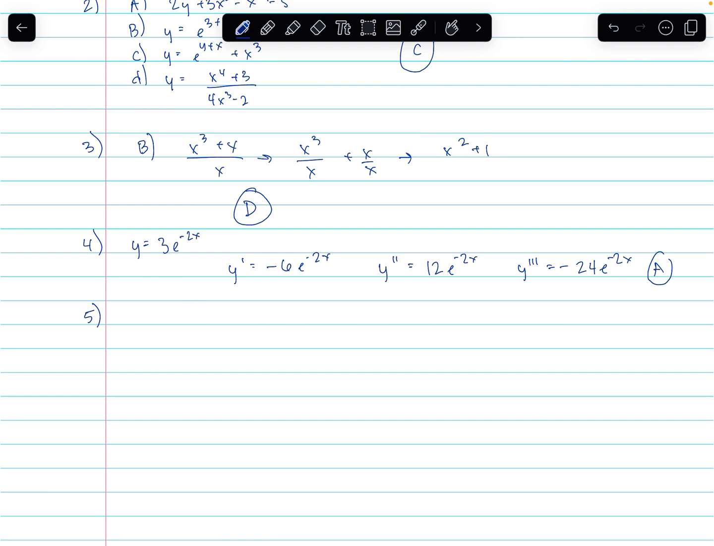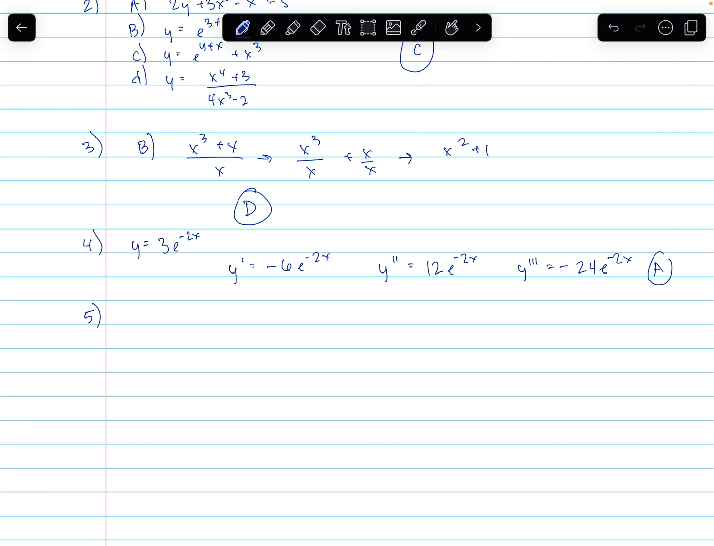Alright, and for the fifth one, we have a graph. The figure above shows the graph of f prime, the derivative of the function f. Which of the four indicated values of x is f double prime least?